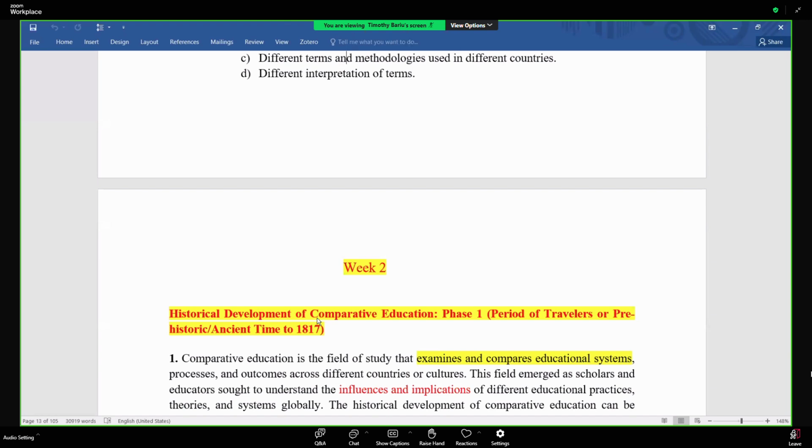Even in education, in comparative education, we have been having the same procedures, but the discipline has evolved over time, from the time when people started taking interest in this discipline up to where we are currently.